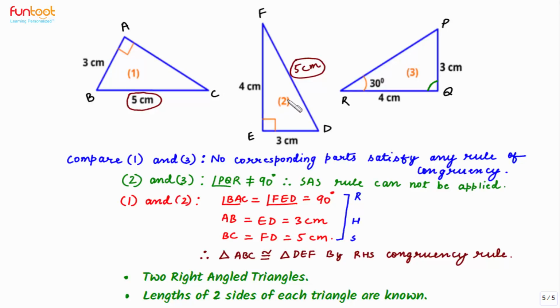In triangles 1 and 2, both were given to be right-angled triangles, and one pair of sides was given to be equal. We did not have information about the other pair of sides, that is the hypotenuses, so we made use of Pythagoras theorem in triangle 2 and found out the measure of hypotenuse DF. Then we fulfilled the RHS criteria between triangles 1 and 2 and proved them to be congruent.